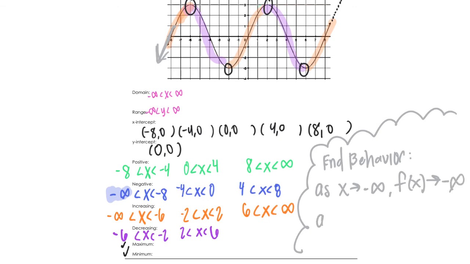On the right side of the graph, x is going towards positive infinity. Let's describe what's happening to the y's. As x gets larger, as these x numbers get larger to the right, the graph is going up and up. We would say that it's approaching positive infinity.